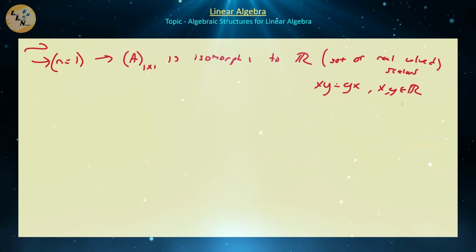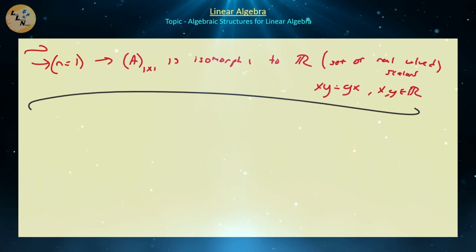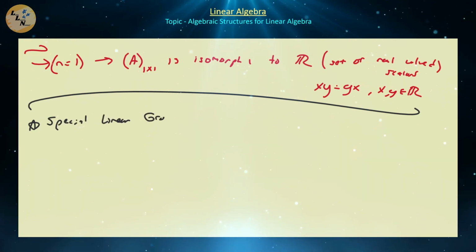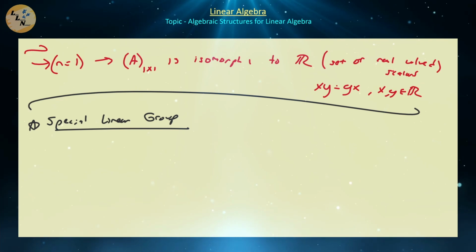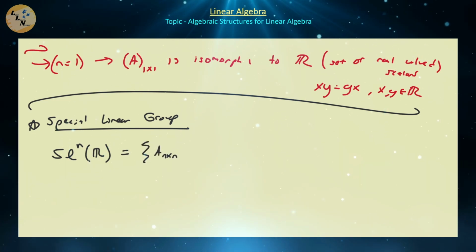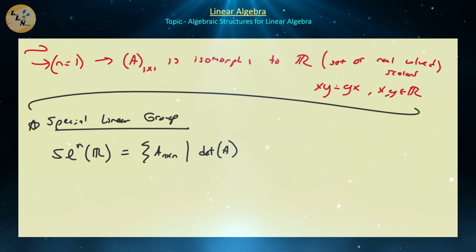So let's consider another set, which is actually a little bit more restricted, and this is called the special linear group. The special linear group, which is abbreviated by SLnR, is the real valued matrices. Again, this is going to be the set of all n by n matrices, also invertible, but with a more restricted condition: the determinant of A is equal to 1.